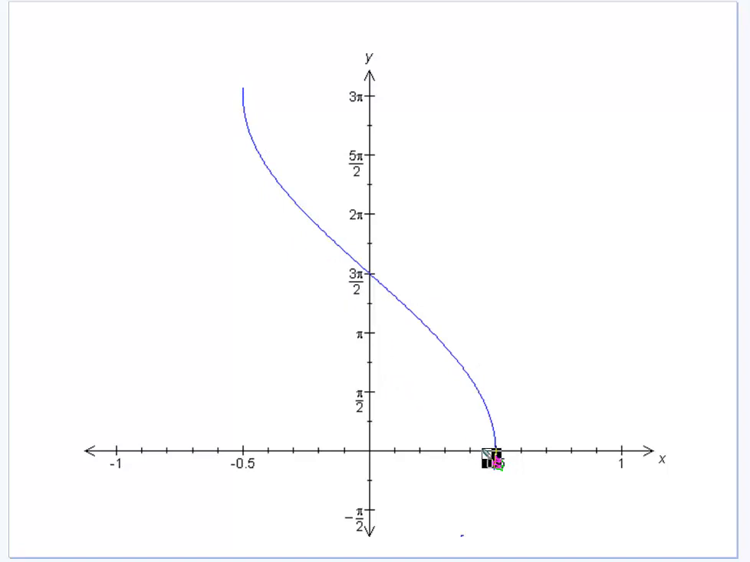Remember, it's symmetrical, so if it's going 3 pi, it's going through 1/2 pi for 0. So you can put the 0 in as well, like when x is equal to 0, what's y, and it'll be 3 pi on 2. We see the -5 to 0.5 there, so -1/2 to 1/2.